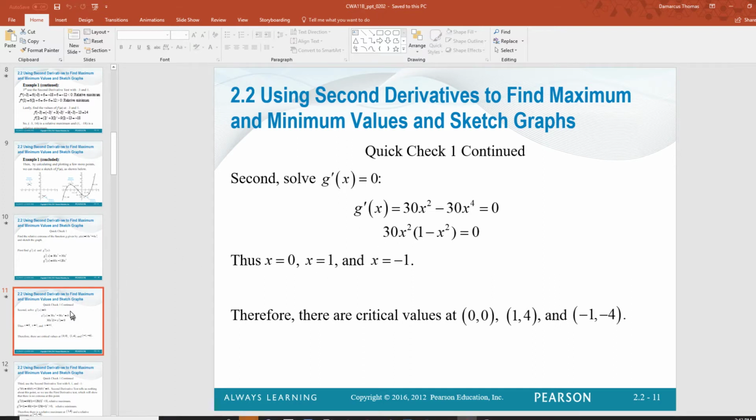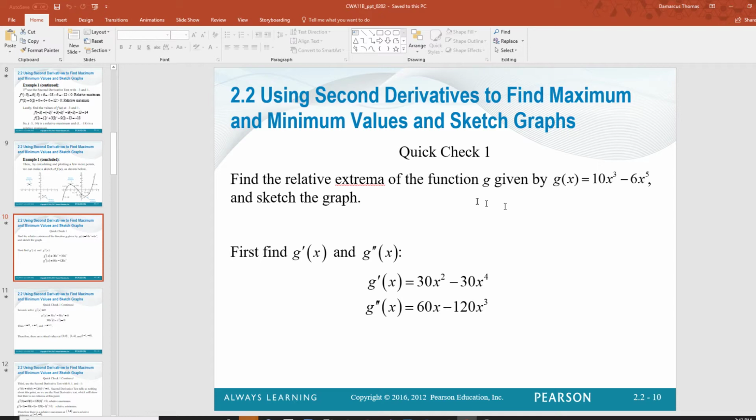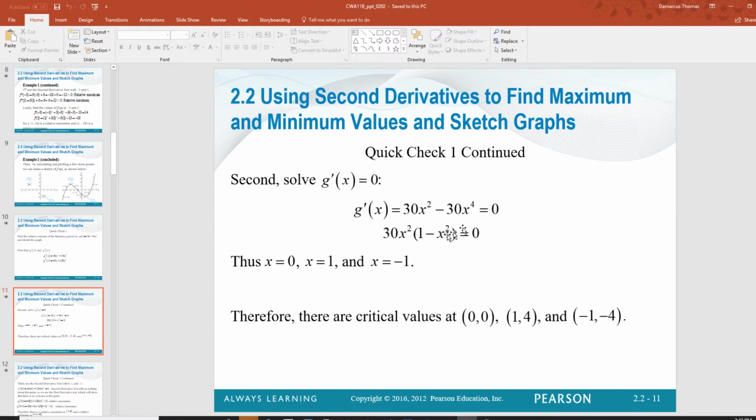It looks like that's another type of equation. This is another example where it says find the relative extrema of the given function, g of x, and you take the first derivative and then the second derivative, and then you get your critical values from the first derivative. So let's set that first derivative to 0. Get all your critical values. You're getting 0, 1, and negative 1.